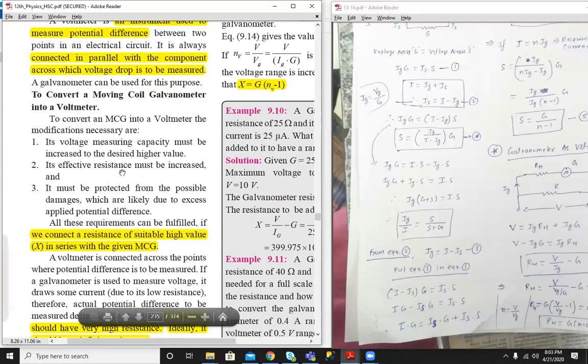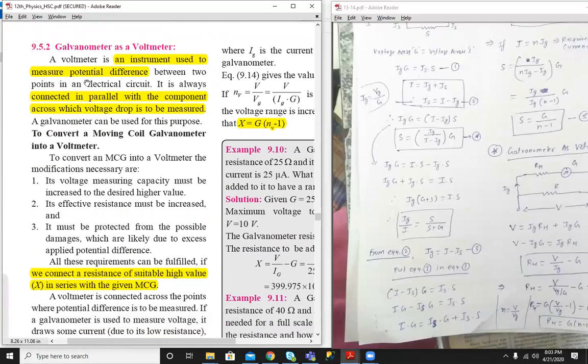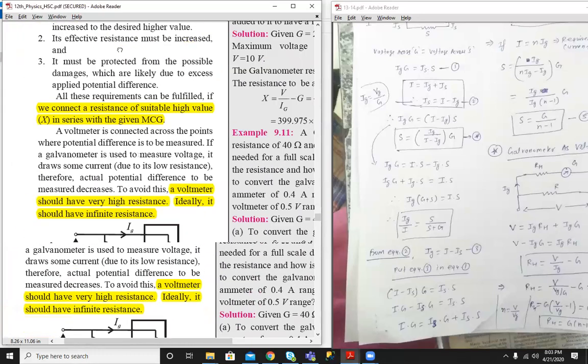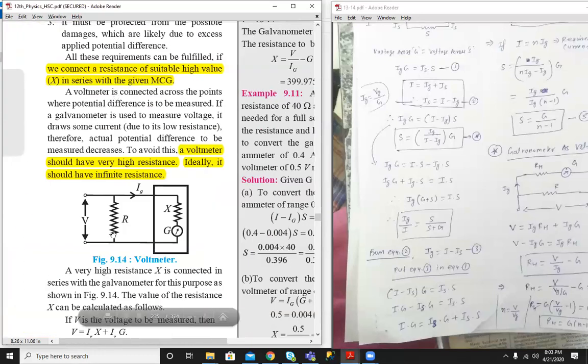In the case of a voltmeter, a voltmeter is a voltage measuring instrument. Let us see in the circuit, we have to determine the voltage across this resistance R.